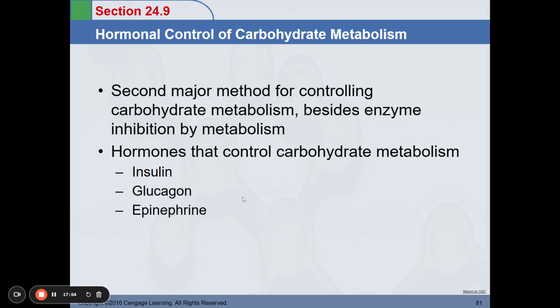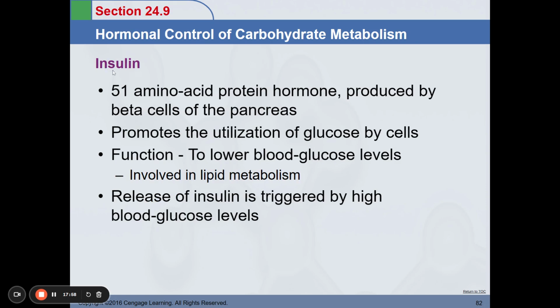Okay, so this is a second major method for controlling carbohydrate metabolism aside from enzyme inhibition. Of course, you can always inhibit enzymes. That's a feedback mechanism of our body. So insulin is a 51 amino acid protein hormone produced by the beta cells of our pancreas, and it promotes the utilization of glucose by cells. Its function is to lower the blood glucose level, and release of insulin is triggered by high blood glucose level.